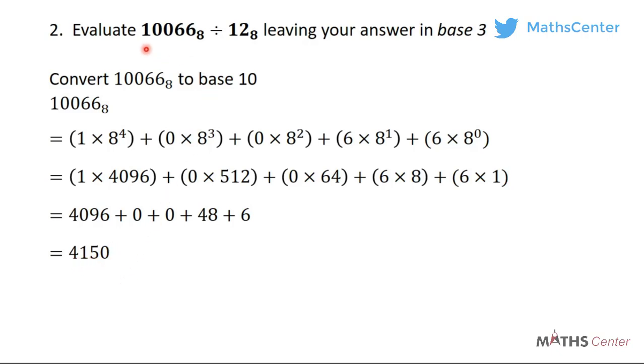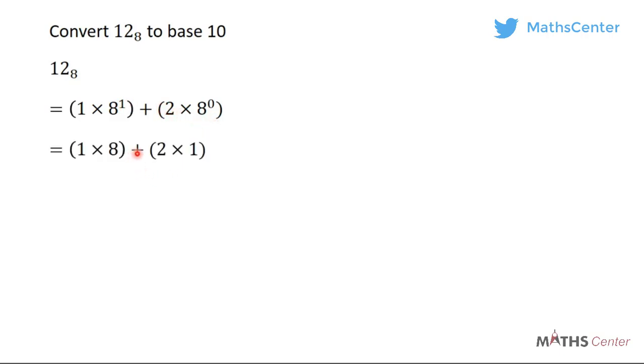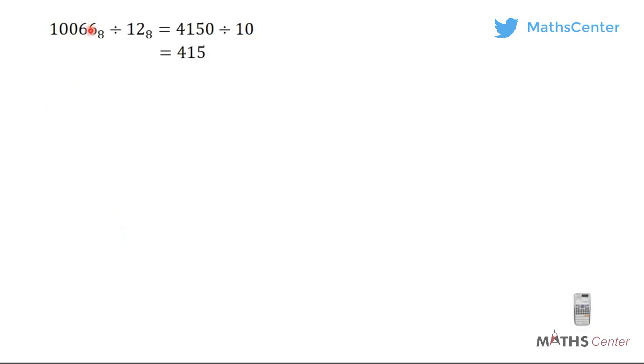So we have converted 10066 base 8 to base 10, and we have 4150. So we now convert 12 to base 10. Converting 12 to base 10, we have 1 times 8 exponent 1 plus 2 times 8 exponent 0. That will give us 1 times 8 plus 2 times 1, which is 8 plus 2, which is 10. So we can say that 10066 base 8 divided by 12 base 8 will give us 4150 divided by 10. 4150 divided by 10 will give us 415.